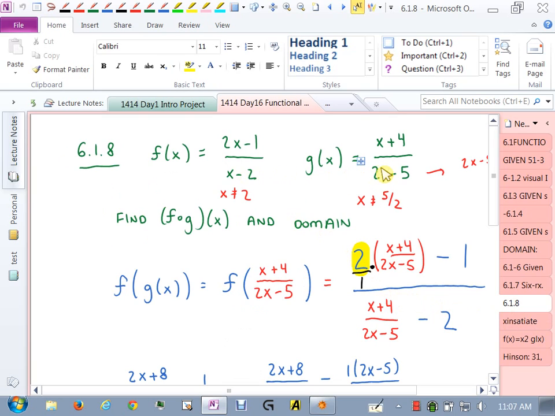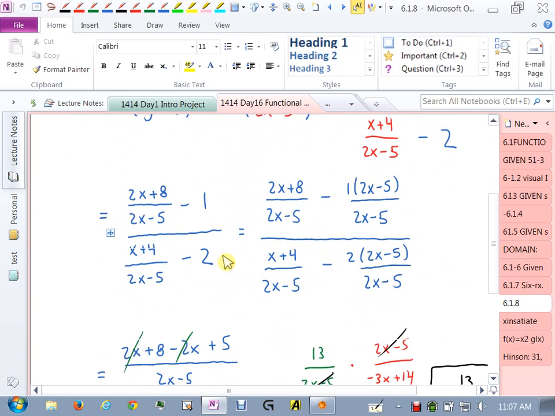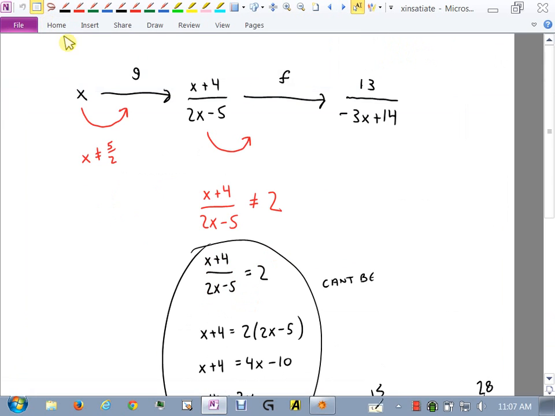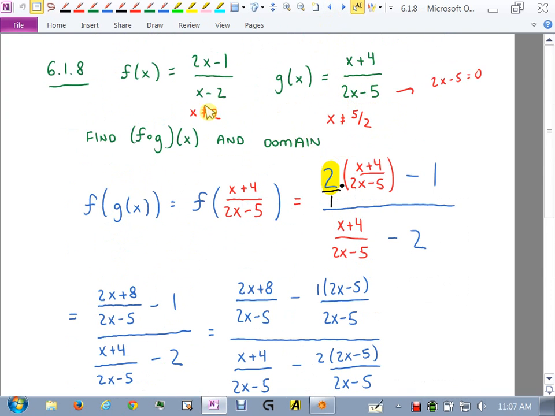Here was the original function, right here. We were doing f of g. We did all this. You're okay with this part? Yes? Okay. So moving on to the next part, when we're looking at the domain, the domain restriction on g, which is this. Well, I looked at both. Up here, I looked at both. I said, okay, on g, x can't be 5 halves, right? Yes? And on f, x can't be 2, right?